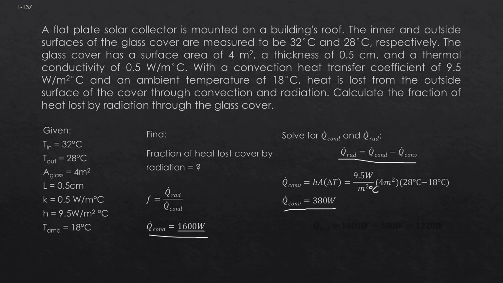Now that we have the values of both rate of conduction and convection heat transfer, we will just plug this into our equation. Q dot rad is equal to the rate of conduction heat transfer, which is 1600 watts, minus the rate of convection heat transfer, which is 380 watts, and we will get 1220 watts, and this will be the rate of radiation heat transfer.